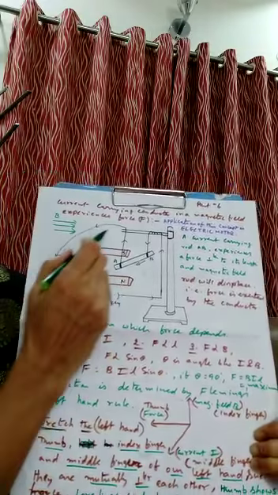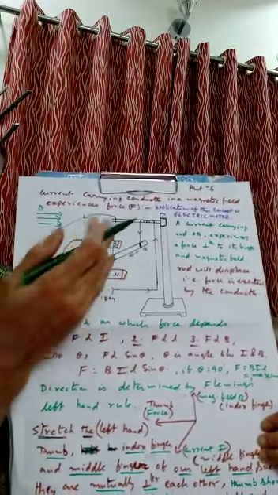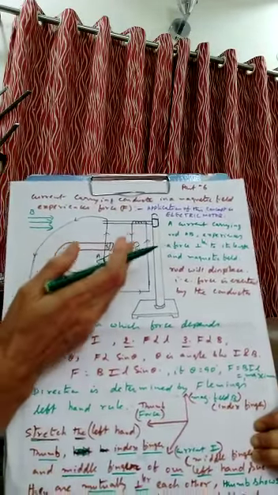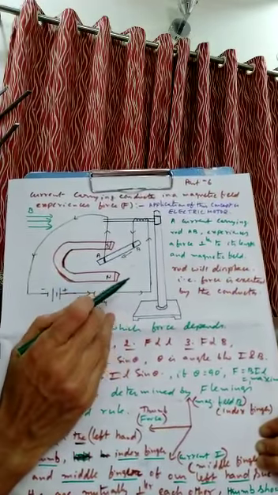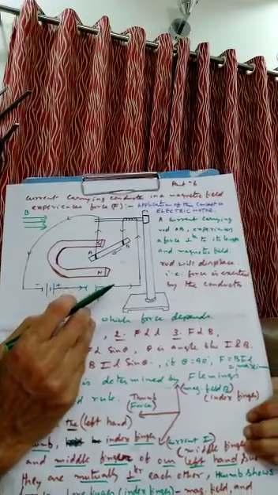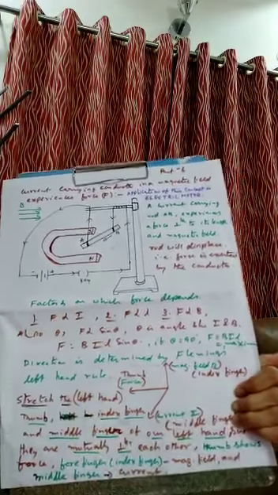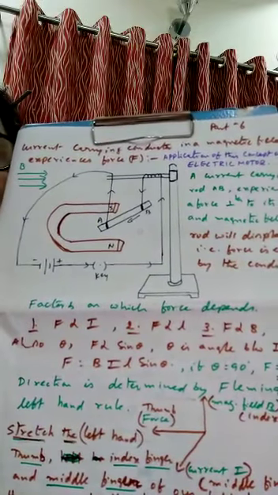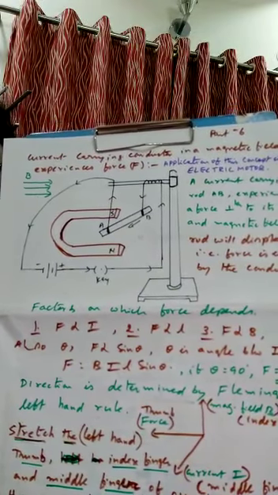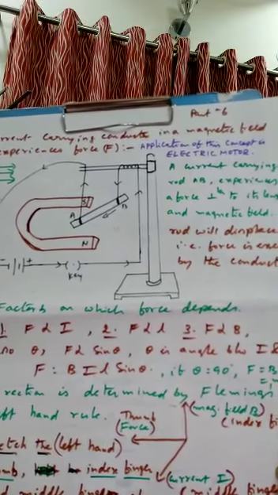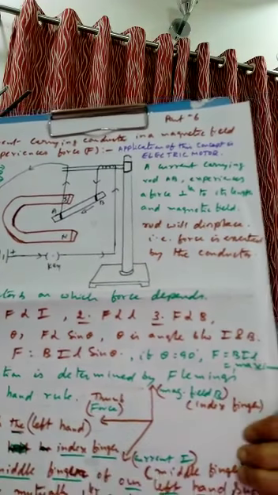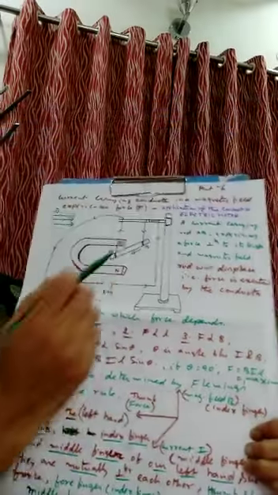Then we send the current through the conductor. Then it starts moving, up and down here. This activity proves that the current carrying conductor placed in a uniform magnetic field exerts force. It starts moving. So that is the thing.